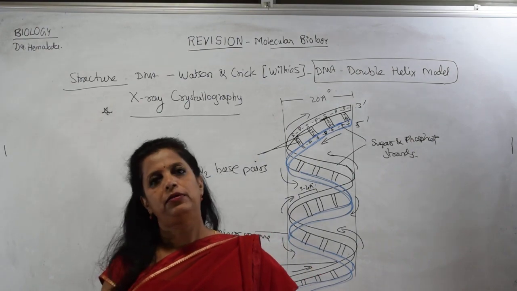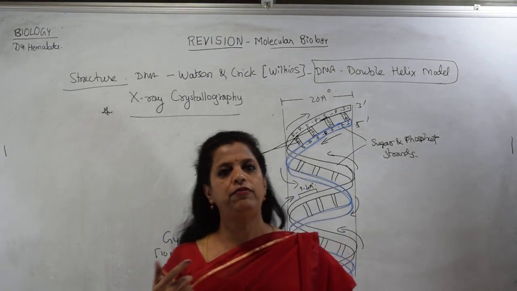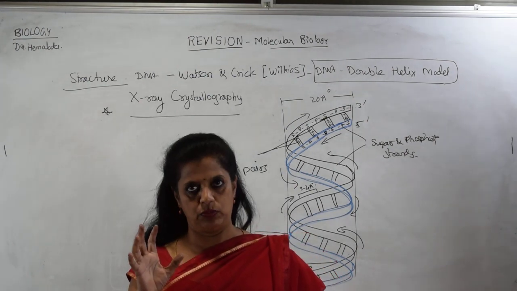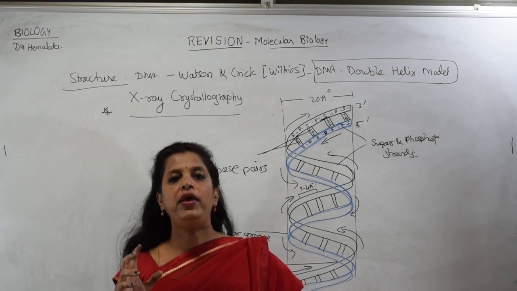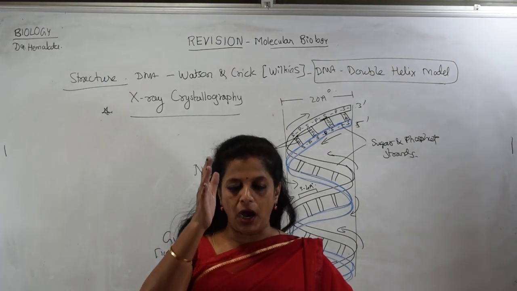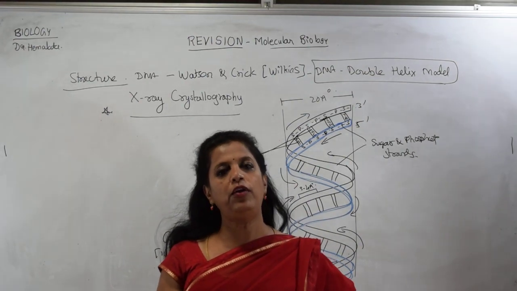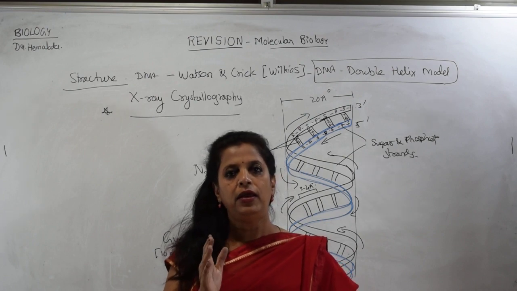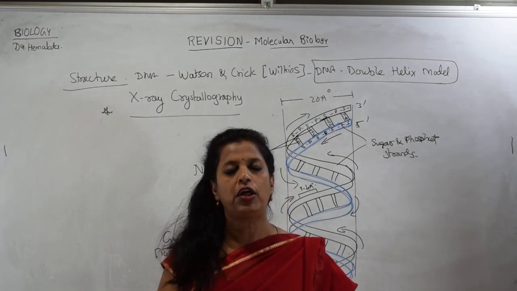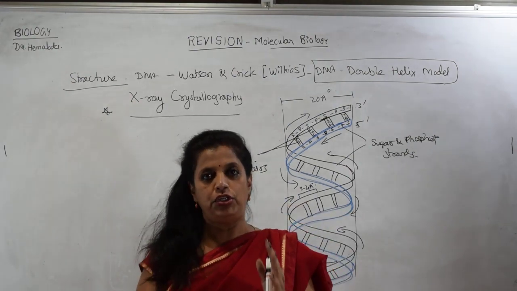Next, the two strands of DNA are made up of sugar and phosphate as the backbone. Then the two strands always run in the opposite direction. They are parallel but move in opposite directions, therefore we call them anti-parallel strands. They run in a reverse direction to each other. They are against each other.